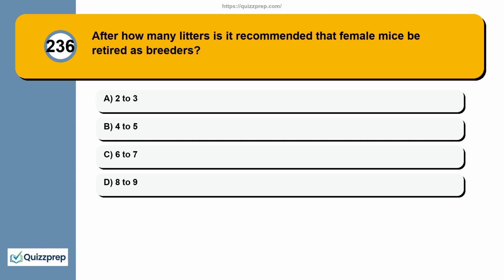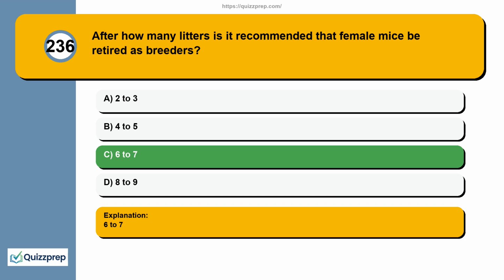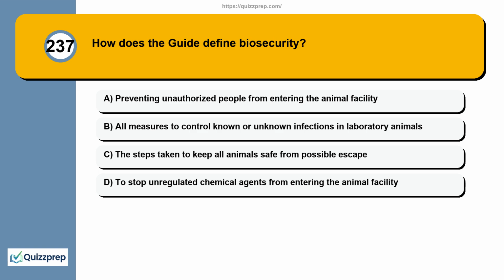Question 236. After how many litters is it recommended that female mice be retired as breeders? Option A, 2 to 3. Option B, 4 to 5. Option C, 6 to 7. Option D, 8 to 9. The correct answer is option C, 6 to 7.